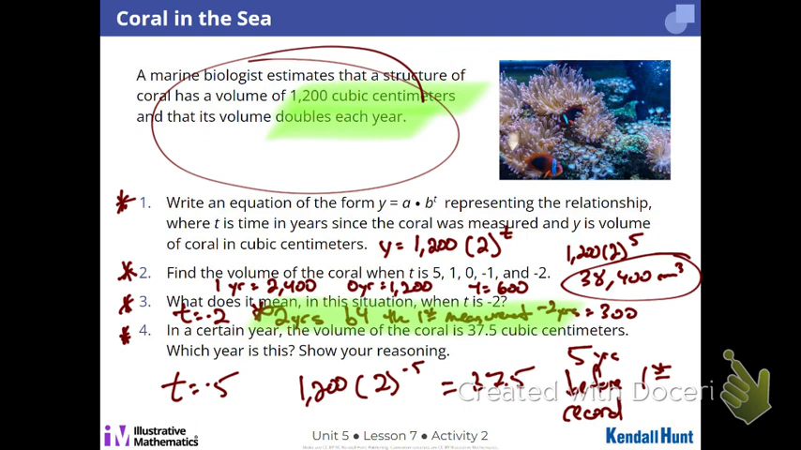All right, so we've seen that negative exponent. It's new, but we can use prior knowledge to further what we know about exponential functions.